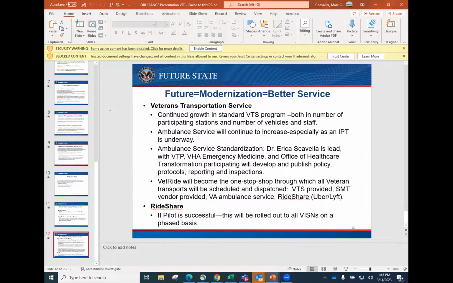So, Ken, that's it for me. All right, thank you, Mark. That's some good information, good detail. And I think it really explains to people what that program is and what kind of work goes into it to ensure that veterans get the rides that they need. All right. We'll move on to Kristen.